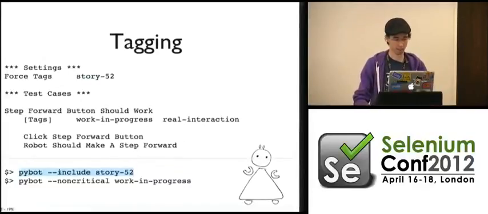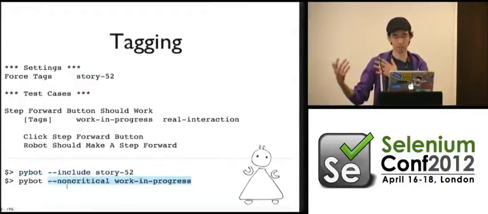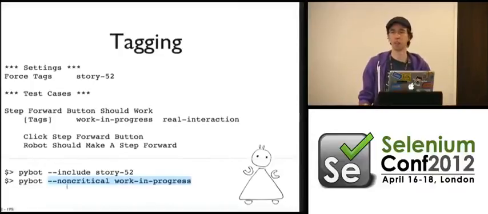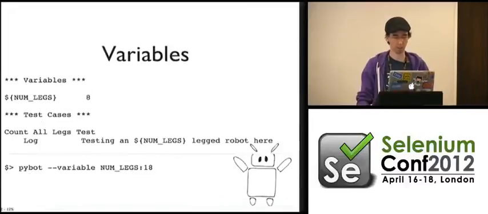Or I can say, if a test case that's tagged with work in progress fails, that's not critical. Please don't fail the build because I'm still iterating on that. That comes in really handy if I want to execute just these two tests, or maybe just run regression tests and fail the build only if a really critical thing happens.